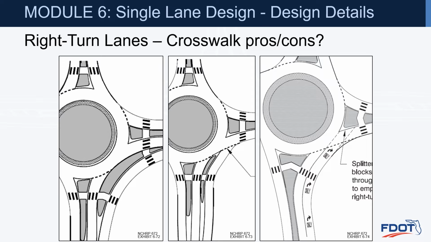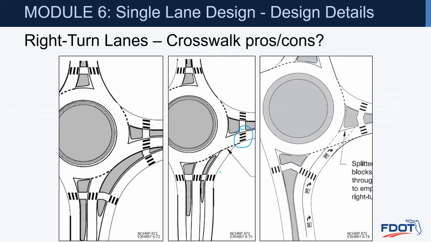The one in the middle is our partial right turn bypass. So again, as the vehicle is sitting at the yield line there, they are looking to the left, and then just to the right is a crosswalk. So they're going to have to be aware of the pedestrian that may be crossing there.